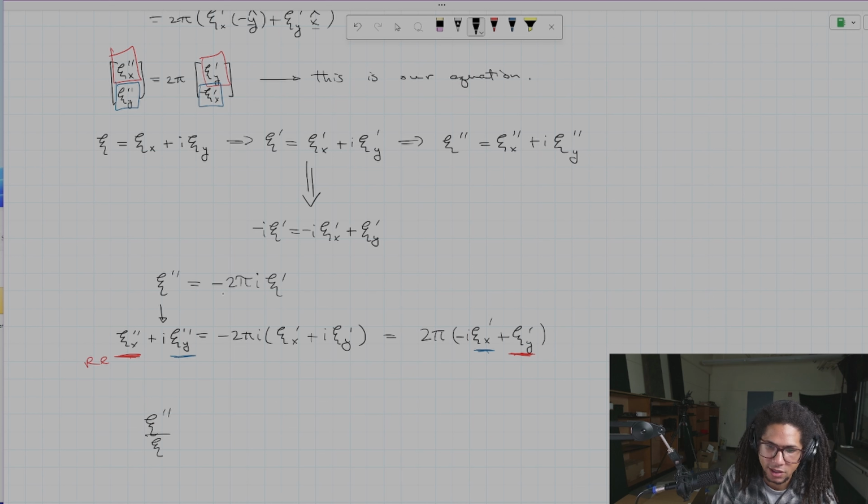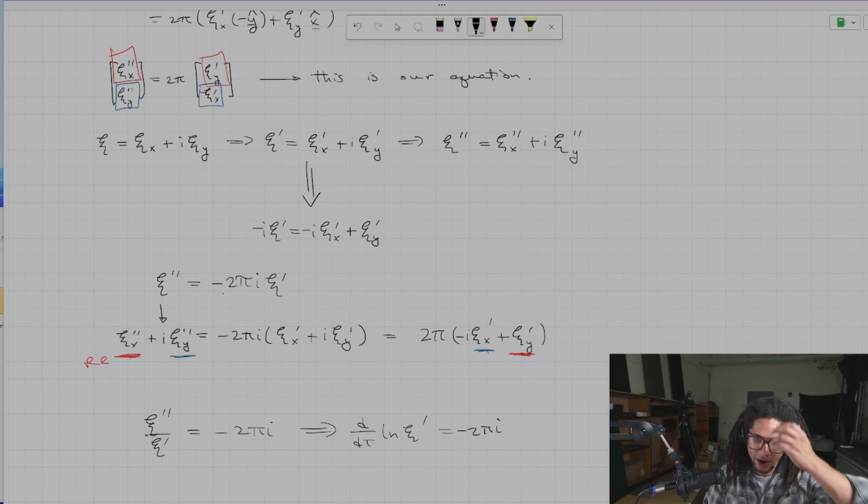So I'm going to express this as xi double prime over xi prime is equal to minus 2 pi i. But the left-hand side I know is the derivative d/d tau of the log of xi prime. Now I can integrate both sides and then exponentiate. This is going to give me xi prime is equal to some constant, I'll call it C, e to the minus 2 pi i times tau.